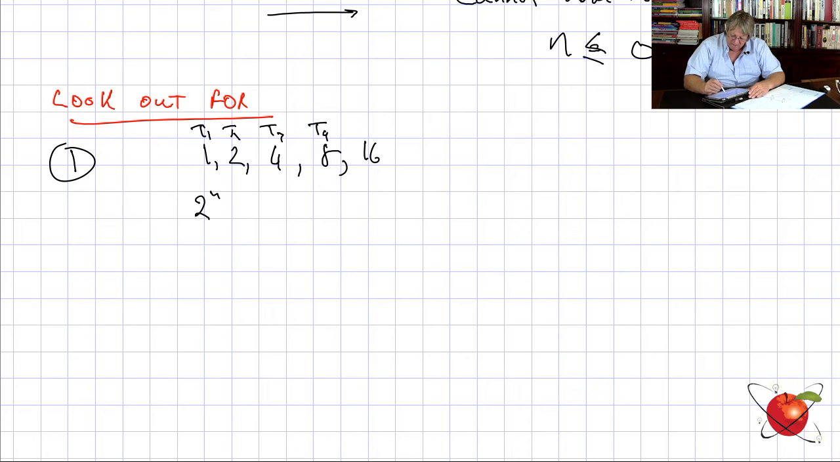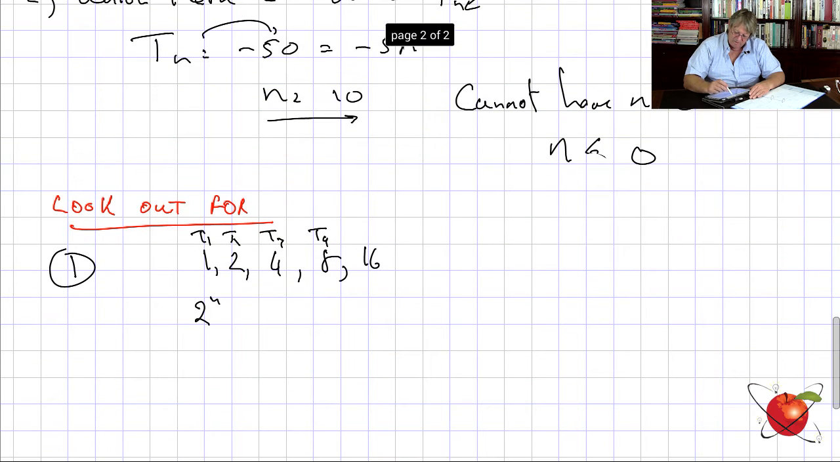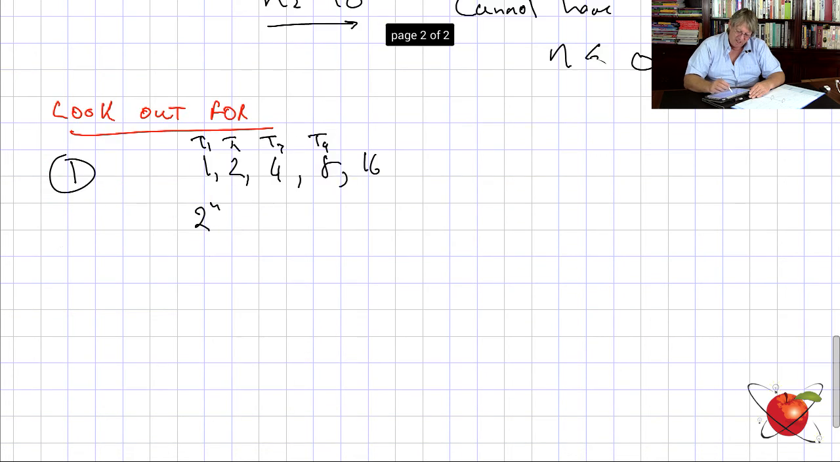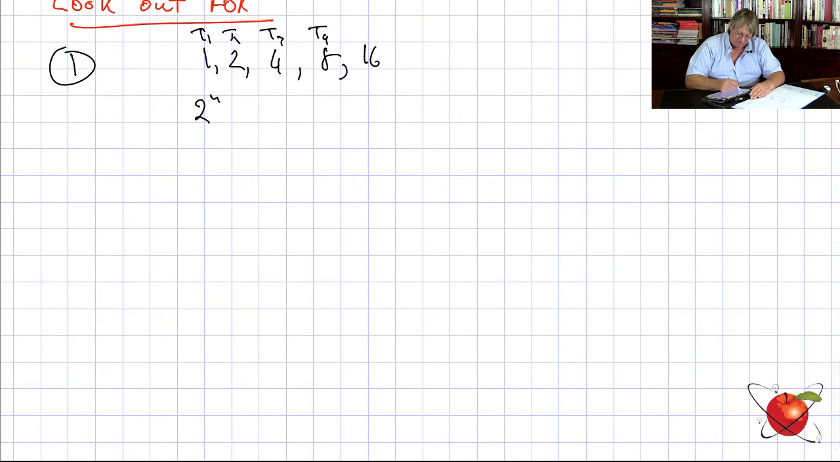Because n can be 0, it lets me have 2 to the power of 0 is 1. Usually it would start with 2, 4, 8, 16, etc. That is 2 to the power of n. These are ones that you just have to look out for.